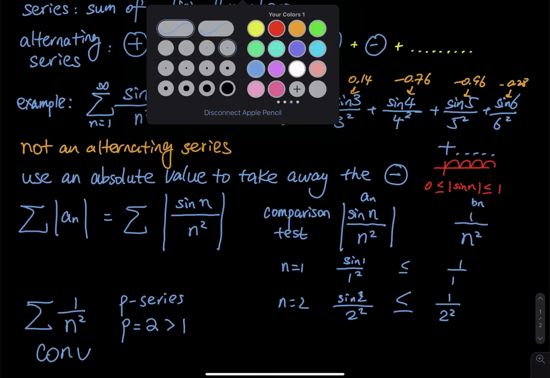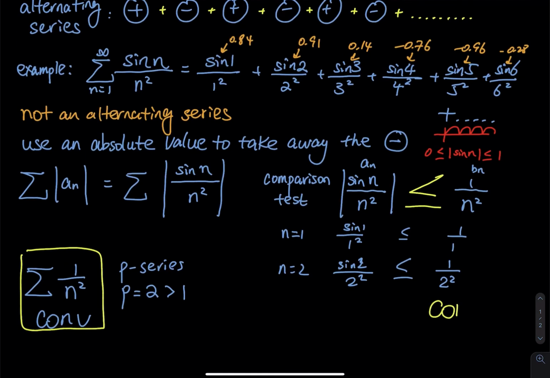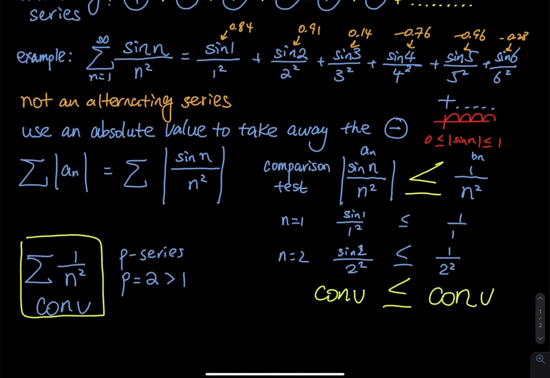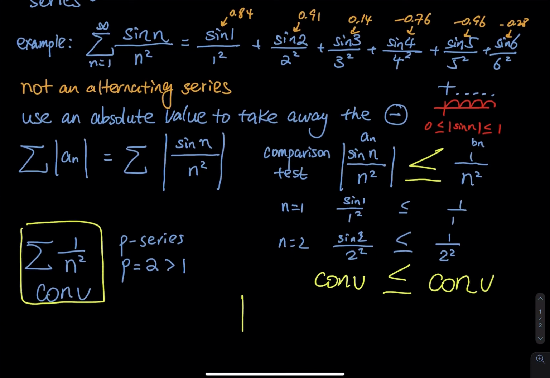So allow me to switch color. So this series is convergent. And then we have an less than or equal to bn. That means we have a convergent series. And then less than or equal to, can this be infinity? The answer is no, that cannot be infinity. So that cannot be divergent. So this has to be convergent. So that means we just showed that the absolute value of an is convergent.